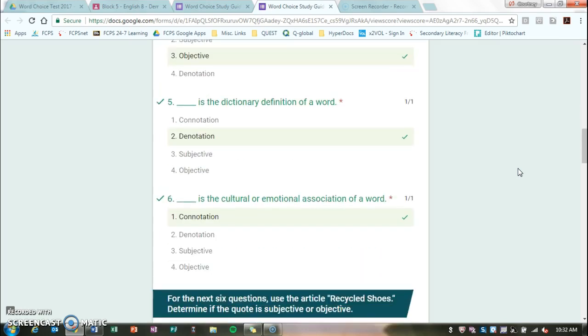Number 5, denotation is your dictionary definition of the word. A helpful hint might be to remember that D in denotation, D in dictionary definition. And number 6, connotation is the cultural or emotional association of a word. If you think back to our practice when we first started this, there were the words home, house, dwelling, and residence. All of them had the same denotation. They're all a place where someone can live at any given time. However, we had very different feelings or emotions attached to the words. When we say home, we think of something differently than if we were to say dwelling.